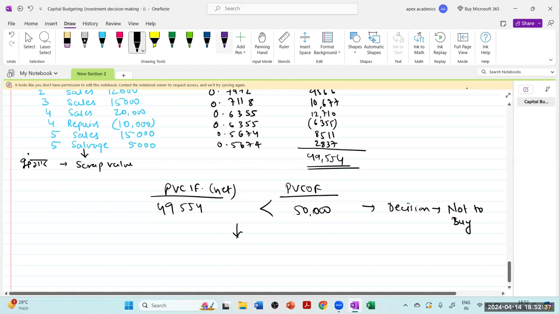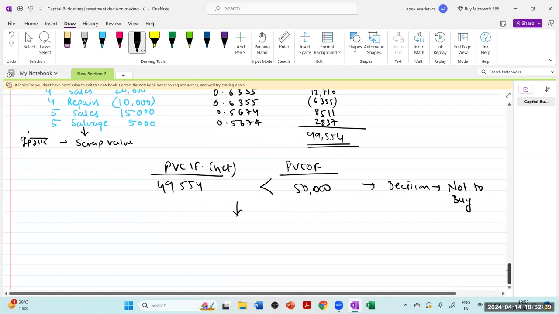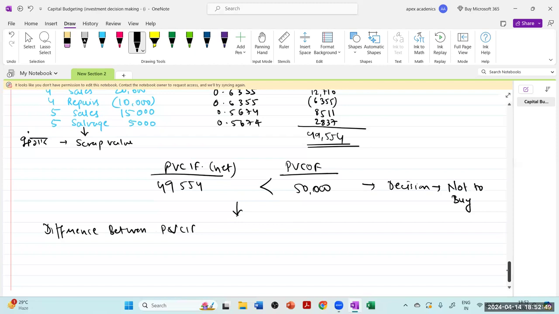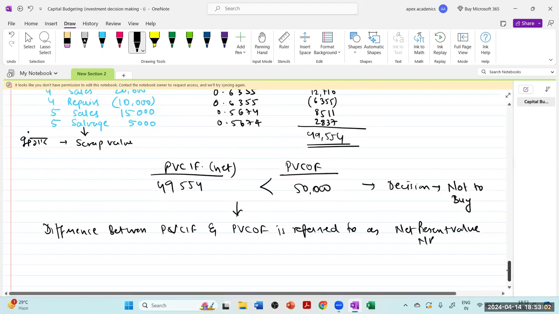Now, please write down the next note that I'm giving you. I'm giving you time. Now, pay attention. Pens down. Focus. The difference between present value cash inflow and present value cash outflow is referred to as net present value. We call it NPV.